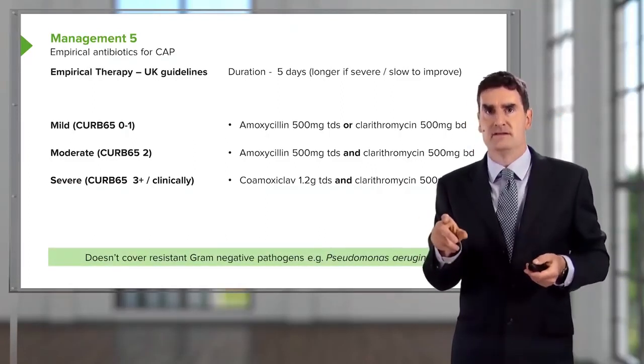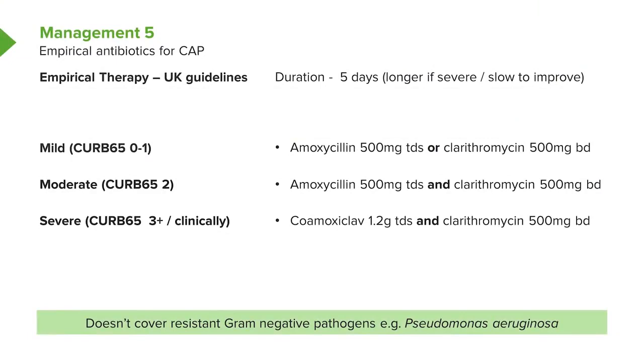An important point here is that some of the unusual gram-negative pathogens that are very rarely found in community acquired pneumonia, such as Pseudomonas aeruginosa, are not covered by these treatments. And that needs to be thought about if the patient's not getting better.